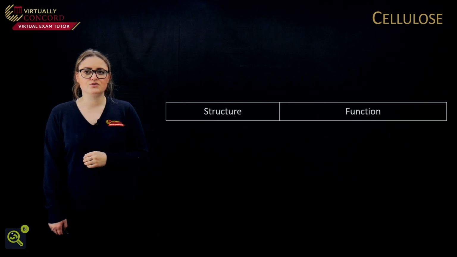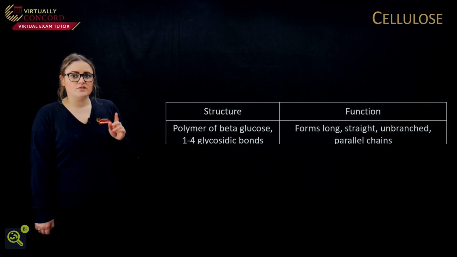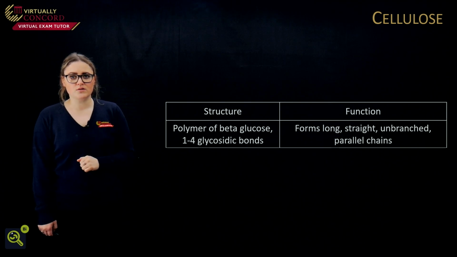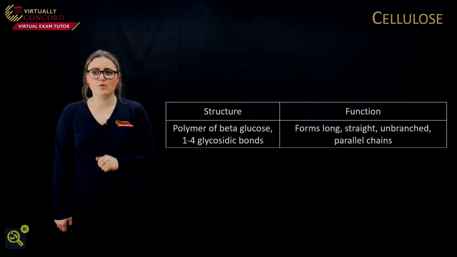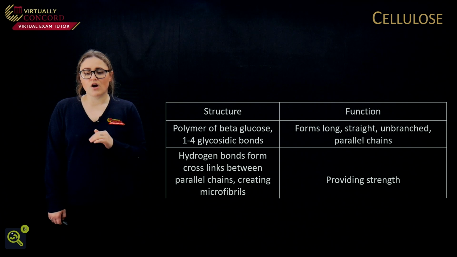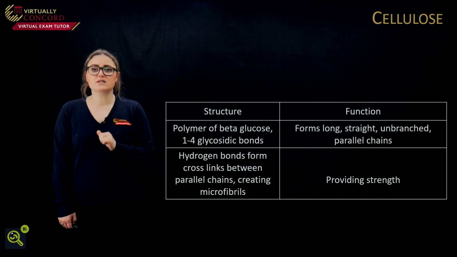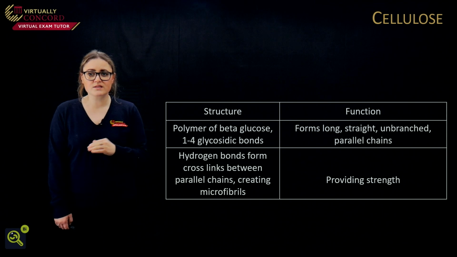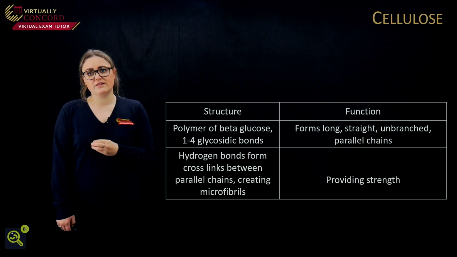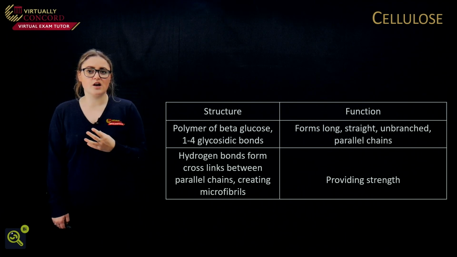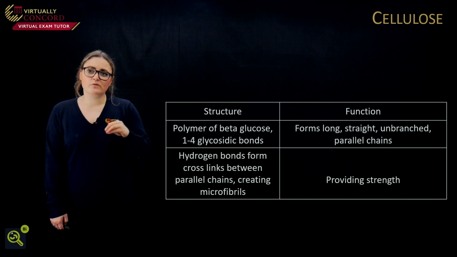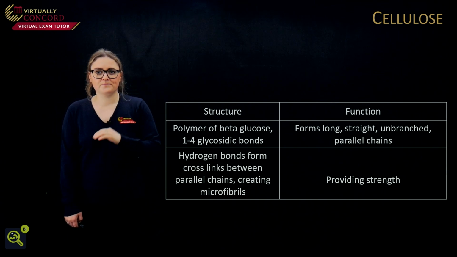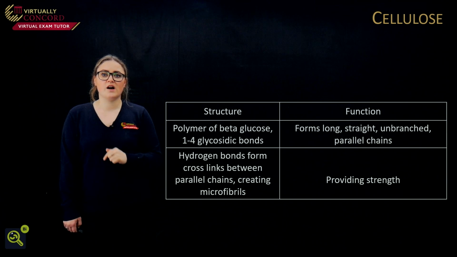So let's have a look at structure versus function. It's a polymer of beta-glucose, so it only has 1 to 4 glycosidic bonds, so it forms long, straight, unbranched parallel chains. There are hydrogen bonds that form between these chains, forming cross-links, creating microfibrils, and they provide strength. Now, you will possibly see in diagrams and textbooks that these microfibrils can also join together and form fibrils. That's fine, okay? So microfibrils provide strength.